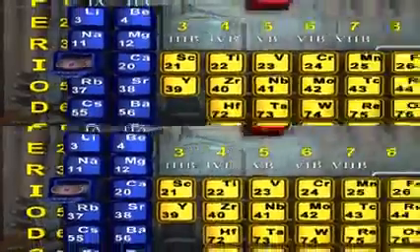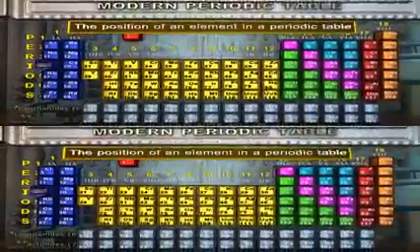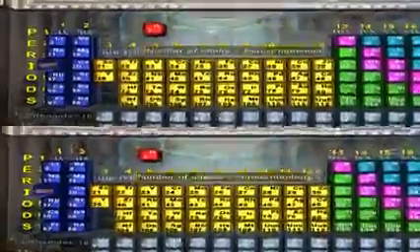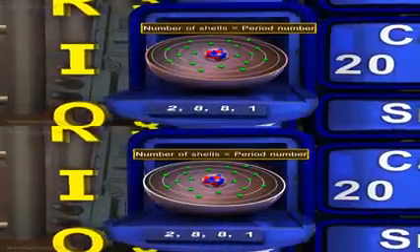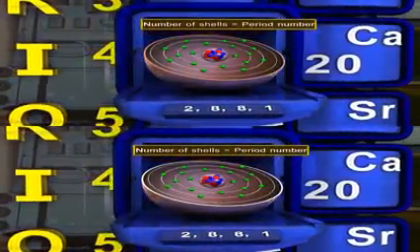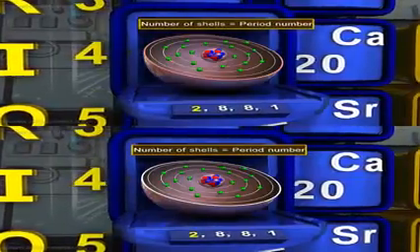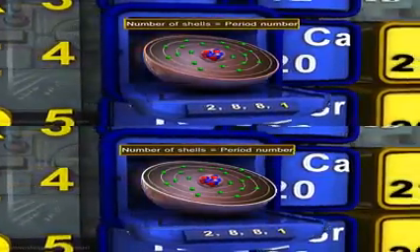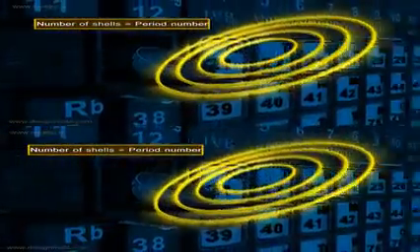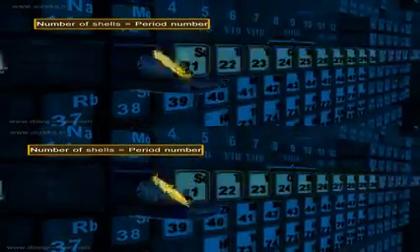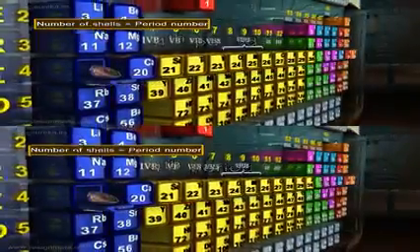The electronic configuration of an element also helps us to decide the position of an element in the periodic table. The number of orbits or shells denotes the period to which that element belongs. Let's continue with the same example of potassium. Its electronic configuration is 2, 8, 8, 1. This means there are 4 shells in an atom of potassium, and therefore it belongs to the fourth period of the modern periodic table.